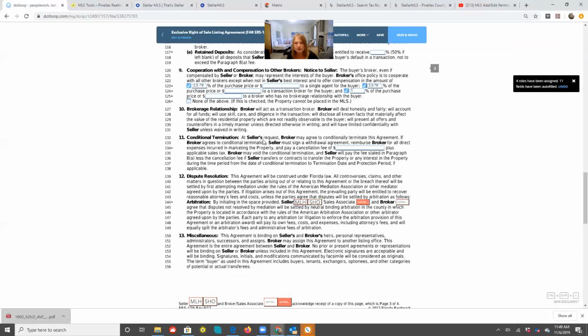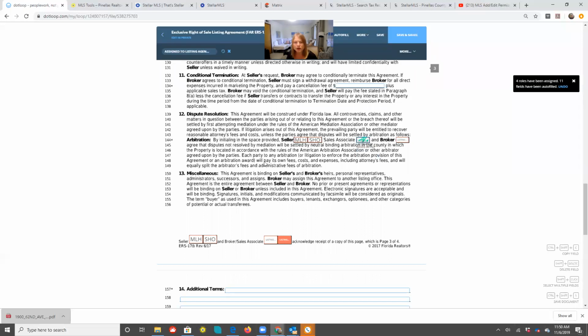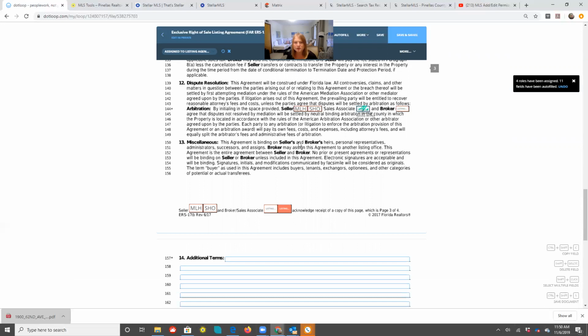Conditional termination. At the seller's request, the broker may agree to conditionally terminate this agreement. It basically means that you can terminate it and that you have a protection period, and they can't just go and relist it. If it's conditionally terminated, that's not expired and that's not unconditional. They can't go and list it with someone else until their contract otherwise would have expired. Dispute resolution, please have this signed. This basically says we are going to try and work out any disagreements before we lawyer up, and that this agreement is binding on the seller and broker's heirs, personal representatives, administrators, successors, and assignees. The broker may assign this agreement to another office.